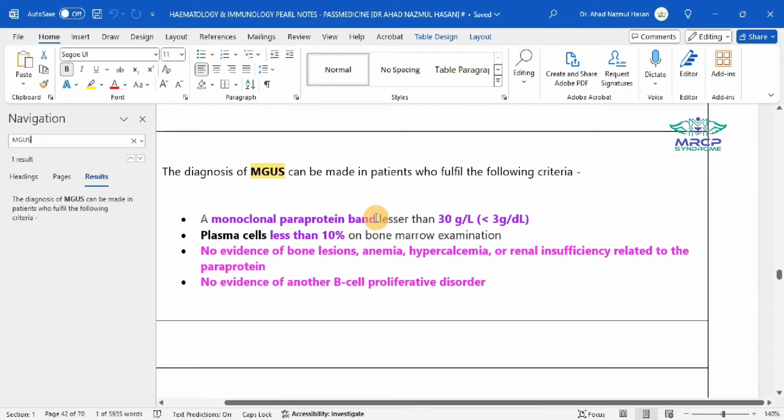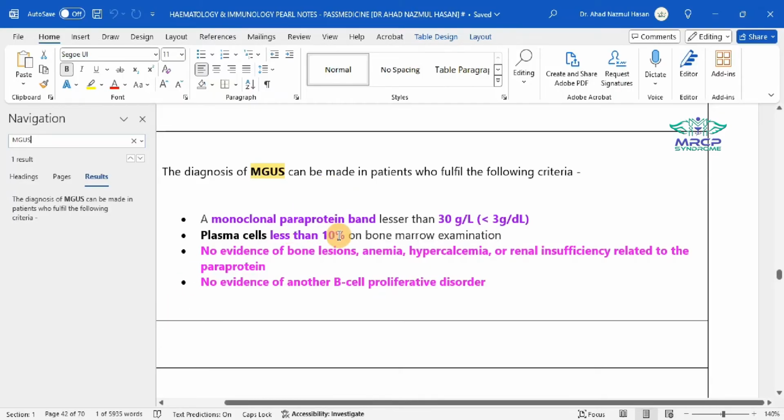First, a monoclonal paraprotein band less than 30 gram per liter. So normal value is less than 3. It should be greater than 3 gram, but always less than 30 gram. In case of multiple myeloma, the level should be greater than 30 gram per liter. And in case of Waldenström macroglobulinemia, the IgM level should be greater than 30 gram.